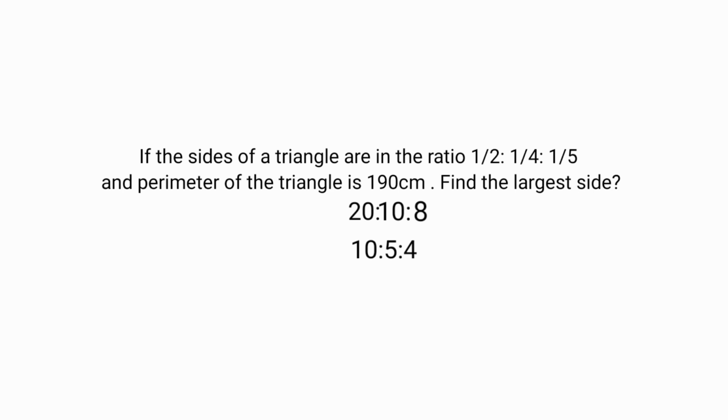Here we know the perimeter of the triangle is 190. Perimeter is nothing but the sum of all sides. Here we know that the ratio of the sides is 10 is to 5 is to 4. That is total 10 plus 5, 15 plus 4, 19 parts are there. So out of which the largest side is 10 part out of 19. So 10 by 19. Here sum of all sides is 190.